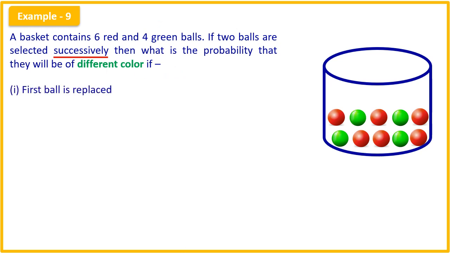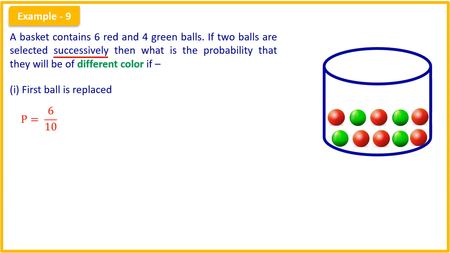Number 1, first ball is replaced. Means we have picked the first ball, seen the color of the first ball and replaced it back. So when we are picking the first ball out of 10 balls, let us say the probability that it will be of red color is 6 out of 10. Now we have seen the color of that ball, we have kept it back in the basket.